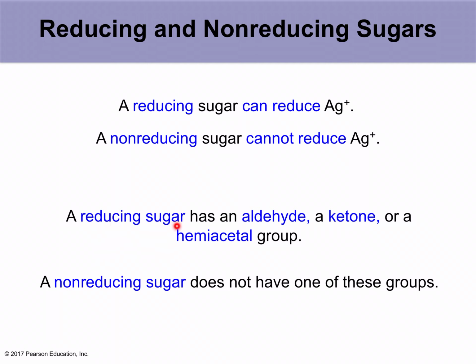A reducing sugar has an aldehyde, a ketone, or a hemiacetal group. Remember, the hemiacetal carbon has an OH group and an OR group. A non-reducing sugar does not have one of those groups. So a non-reducing sugar could have an acetal group. If the sugar has an acetal group, like a glycosidic linkage, it would be a non-reducing sugar.